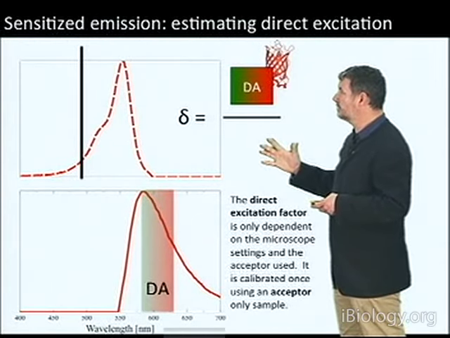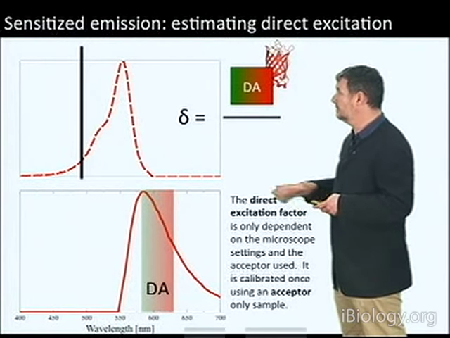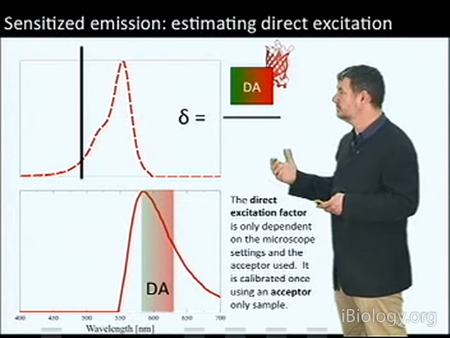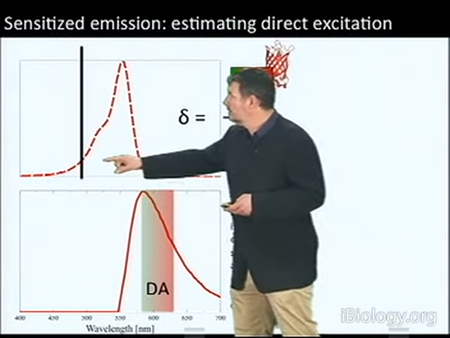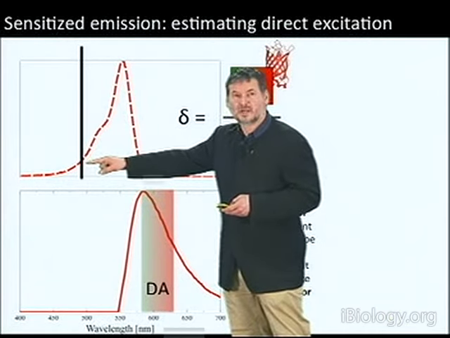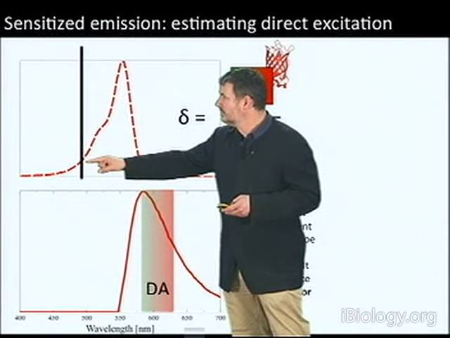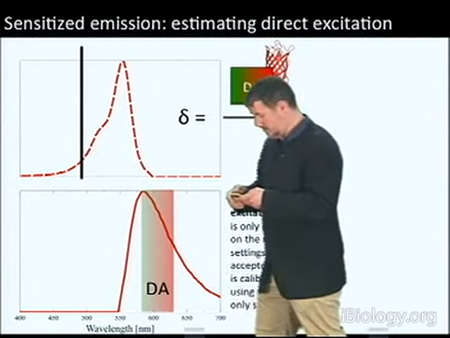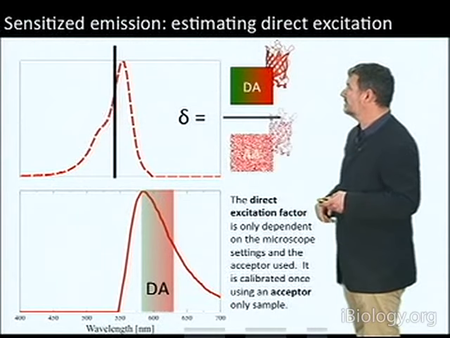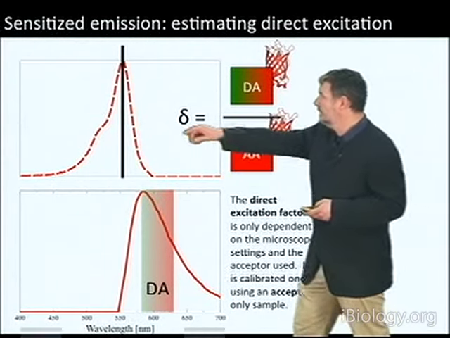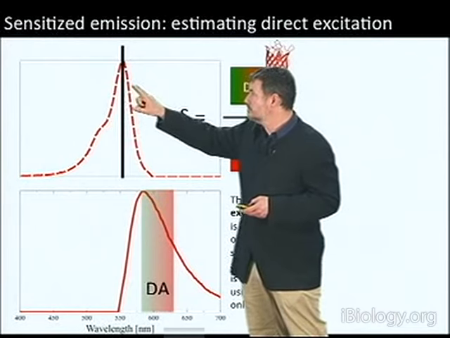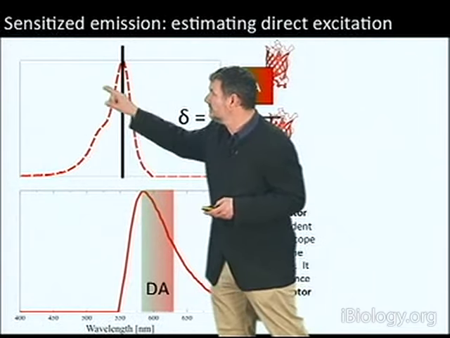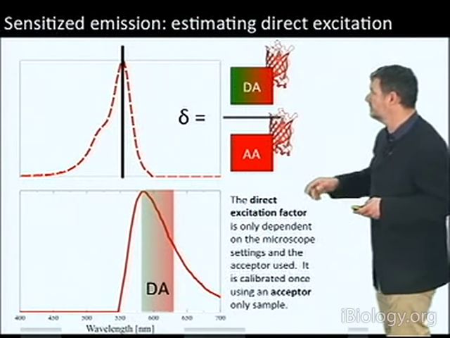Very similar principle for correction for direct excitation. We take now a sample which contains the acceptor alone. In the sample that we have donor and acceptor, we cannot determine how much is there because there's also the donor. So we measure in a sample where we have donor acceptor this part. However, we need to know how much is there, so we need to obtain the ratio. And it's exactly the same situation.